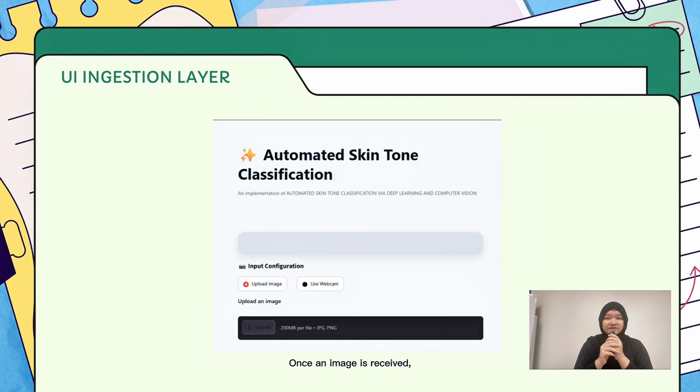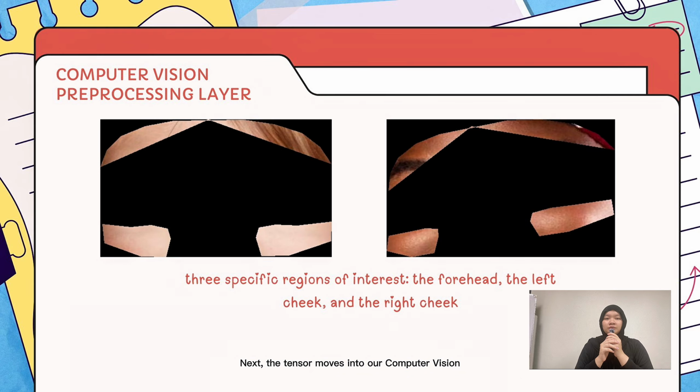Once an image is received, the system captures the data array and we utilize the OpenCV library to instantly decode it into a native BGR pixel tensor. Next, the tensor moves into our computer vision pre-processing layer. Passing a raw and unedited portrait directly into a deep learning model introduces a massive amount of environmental noise. Variables like clothing, background furniture, hair textures, or ear accessories act as distracting artifacts that degrade classification performance.